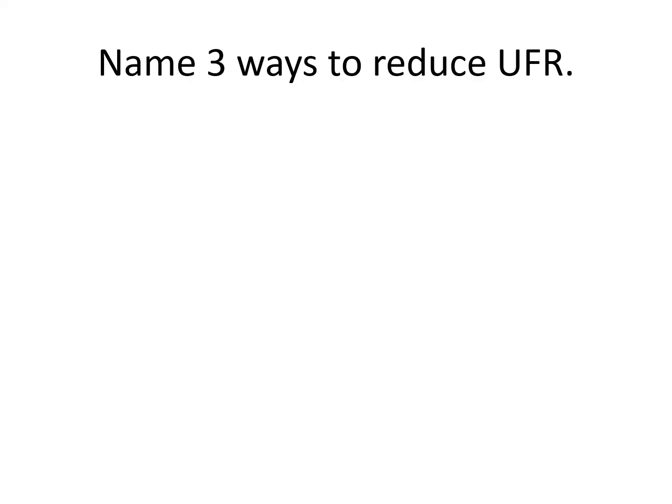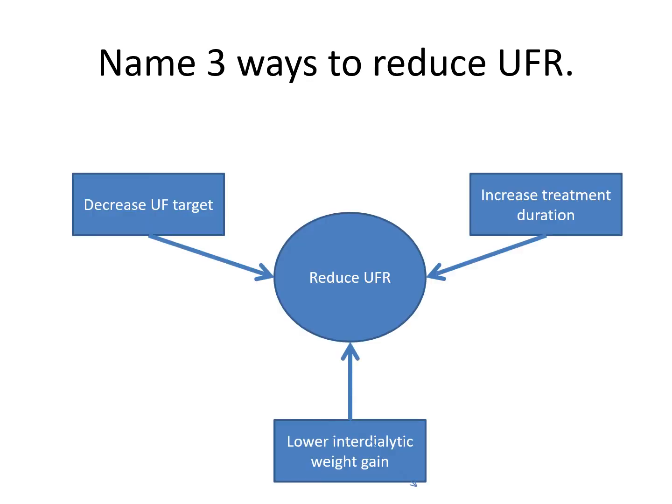Question number 3, name 3 ways to reduce the ultrafiltration rate. Excellent. So you can decrease UF target, so just remove less fluid during a particular dialysis treatment. You can, of course, increase the dialysis treatment duration, or we can simply lower their interdialytic weight gain. So patients are encouraged to reduce the amount of salt and water that they consume. They'll gain less fluid and will take off less fluid during the treatment.